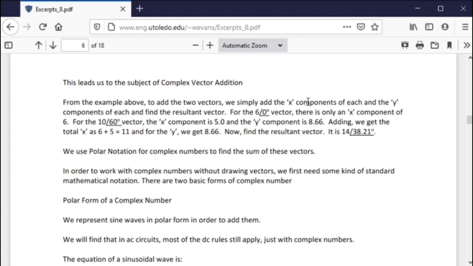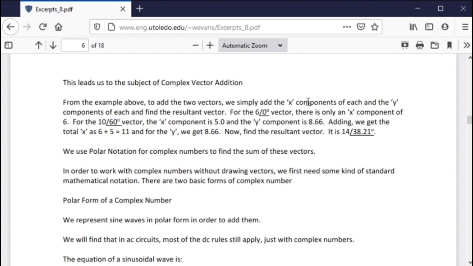This leads us to the subject of complex vector addition. To add two vectors, we simply add the x component and the y component and find the resultant vector. For the 6 at 0 degrees, there is only an x component of 6. For the 10 at 60 degrees, the x component is 5 and the y component is 8.66. Therefore, 6 plus 5 is 11, and for the y we get 8.66. Now we find the resultant vector. It is 14 at an angle of 38.21 degrees. We use polar notation for complex numbers to find the sum of these vectors.